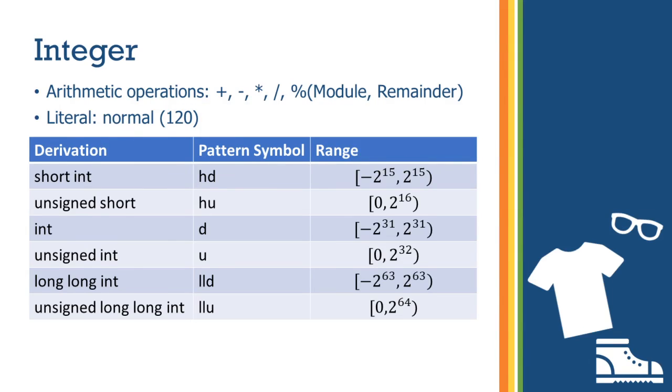First, we see integers. Integer is the basic type of most machines and languages. In C language, we can add, subtract, multiply, divide, and modulo between integers. And we can see the corresponding pattern symbols in the table for different ranges of integers.